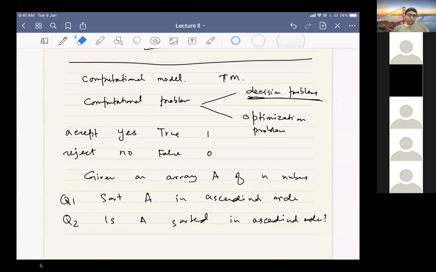The first kind of question asks us to do something, to perform some computation and give a result, right? For example, A could be any array of n numbers. The first kind of question, which I've written over here, is question one. It says that given this array, sort it. So sorting is the objective, and this is a kind of optimization problem. While the second kind of question asks, is the array that is given to us already sorted or not, right? So we know that both these questions require different time complexity. It takes much more time to solve question one than to solve question number two.